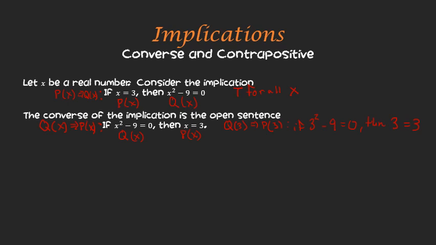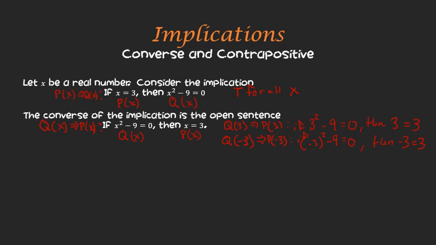How else could Q of x be satisfied? What other value of x makes Q of x true? Well, that would be negative 3. So let's look at the converse evaluated at negative 3: Q of negative 3 implies P of negative 3. So this is, if negative 3 squared minus 9 equals 0, then negative 3 equals 3. Again, just plugging in negative 3 for x here.